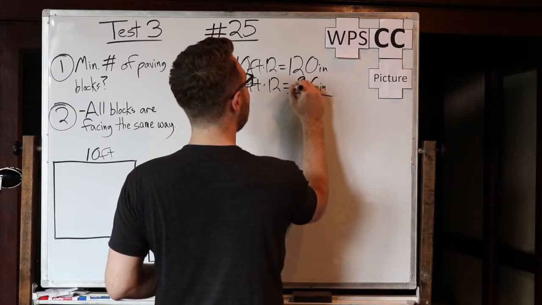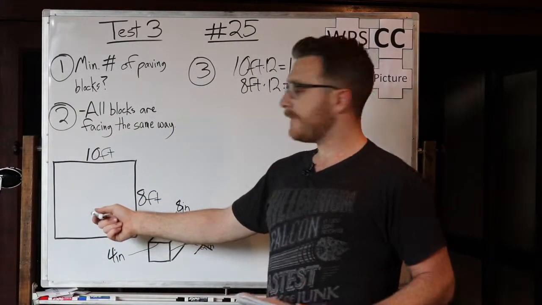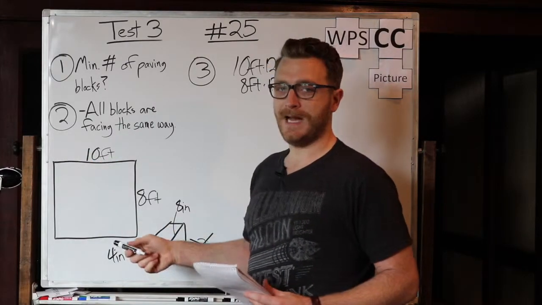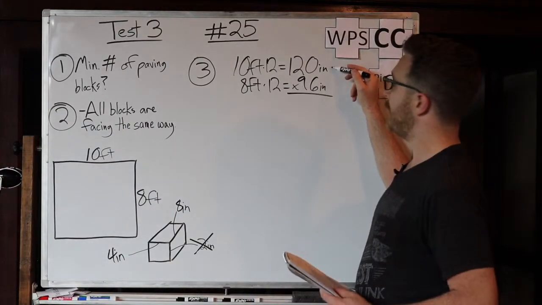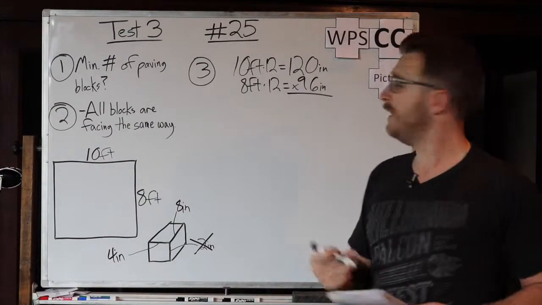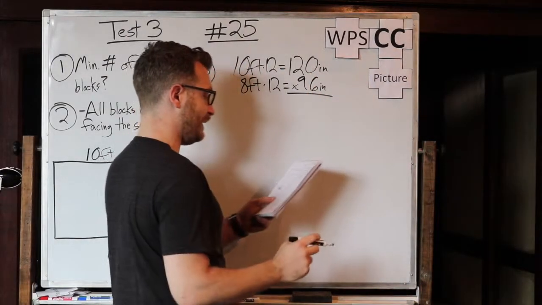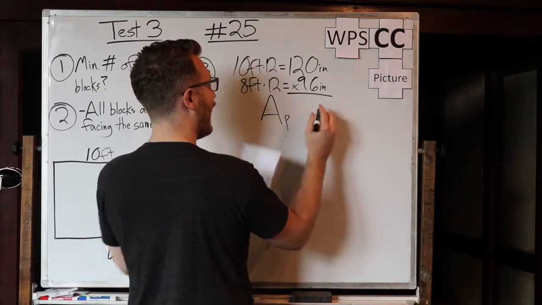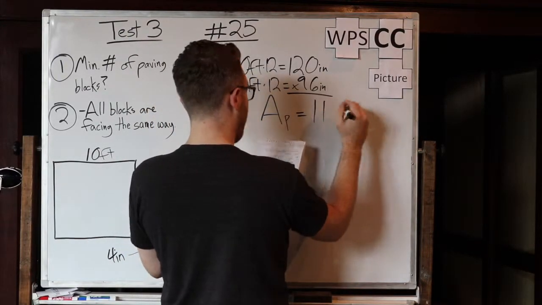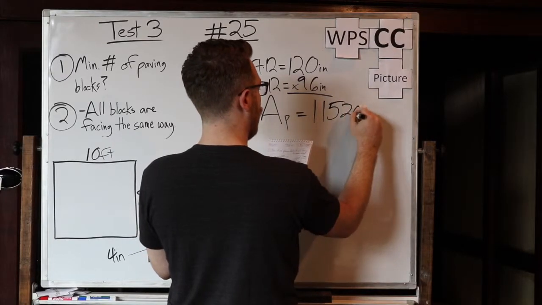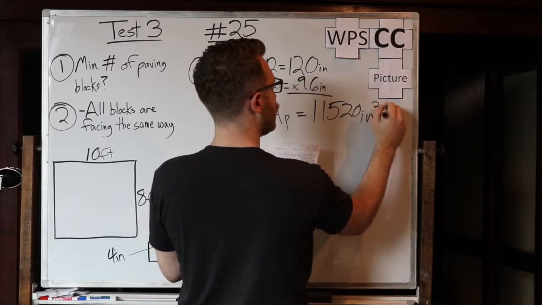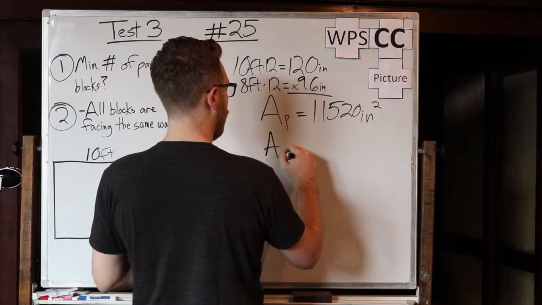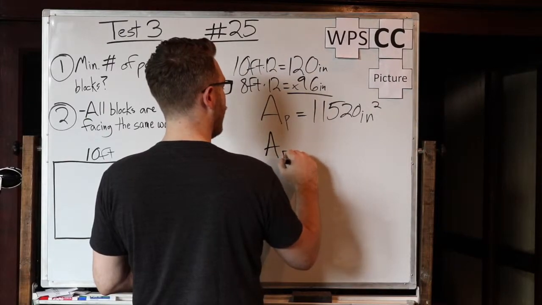Now we know to find the area of some sort of quadrilateral, I'm going to multiply the base times the height. So these two numbers are the same as the base times height, they're just in a different unit of measure. If I multiply 120 times 96, that gives me the area, I'm going to do a P for patio, and that equals 11,520 inches squared. Awesome.